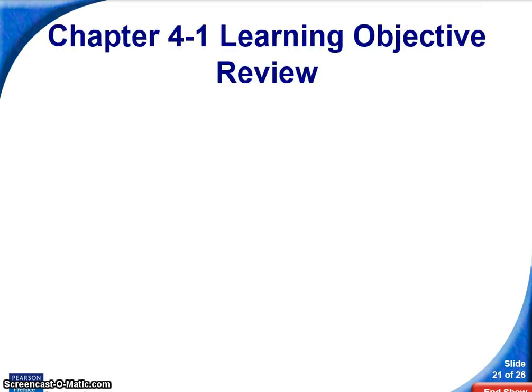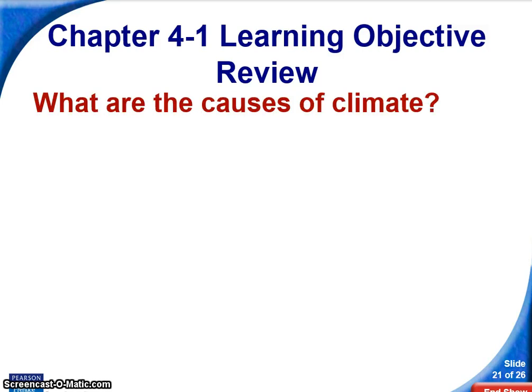Okay, so here's our learning objective review for this section. The first question is, what are the causes of climate? Well, if we go back to the beginning, we know that climate is caused by the trapping of heat by the atmosphere, latitude, transport of heat by winds and ocean currents, the amount of precipitation, and the shape and elevation of the land masses. So you will have to go back to the beginning of these notes to be able to fill this in.